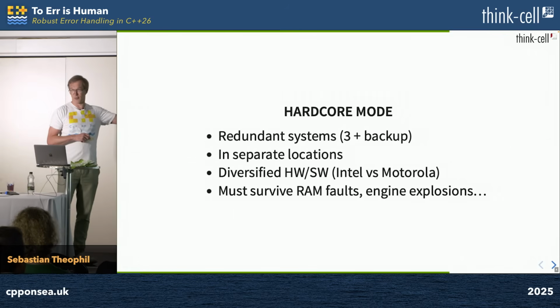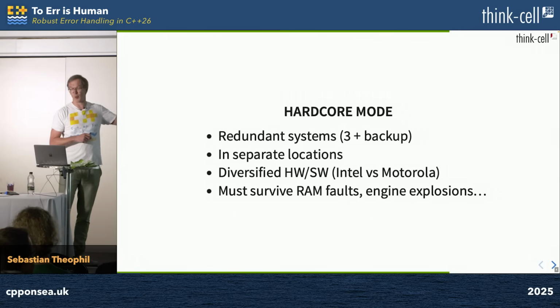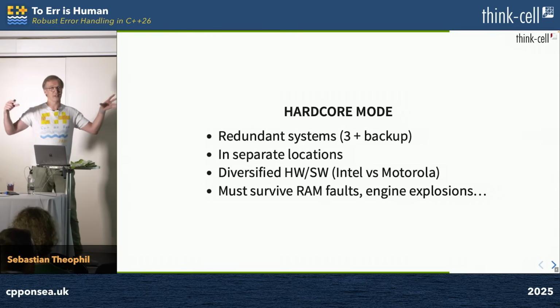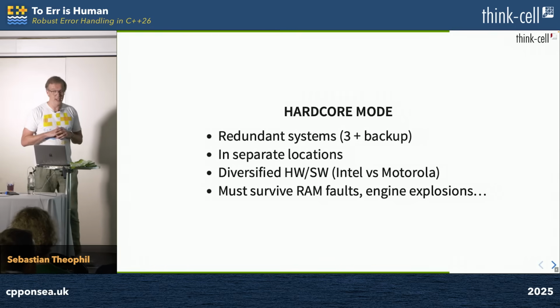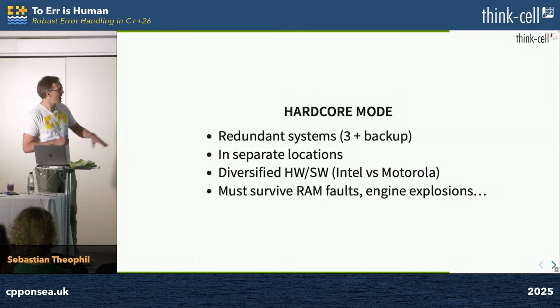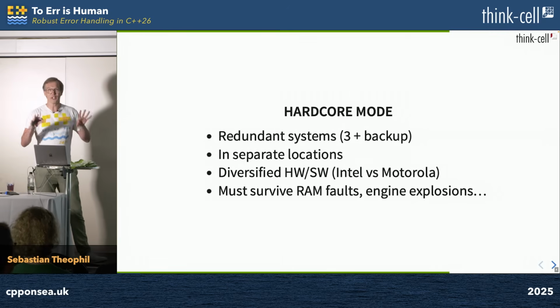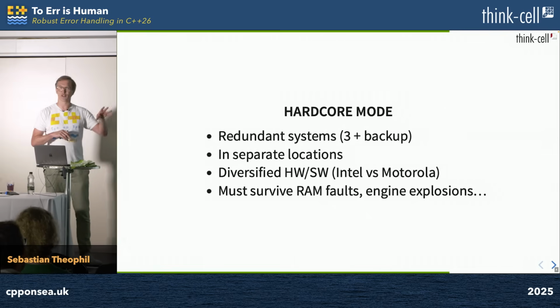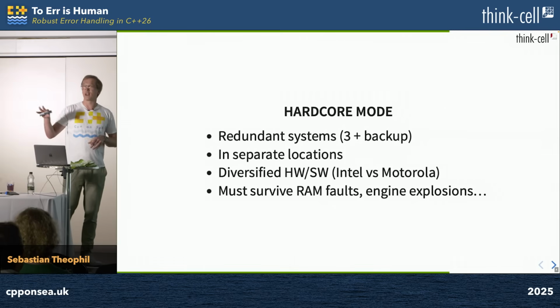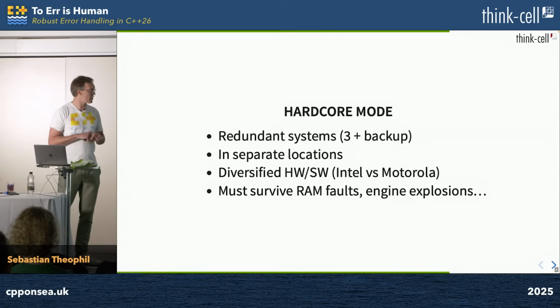This plane has 3 primary control computers. Each one of those can control the entire plane. They have even more backups. And these computers are in separate locations in the plane in case the engine disintegrates and hits one of them. And what I didn't know is that they even use diversified hardware and software on each of those machines. So in case you encounter a CPU bug on one of them, the other computer won't be affected by the same bug. So that's pretty interesting.